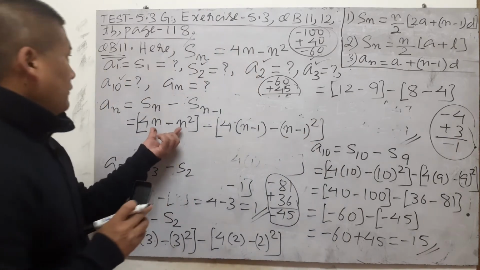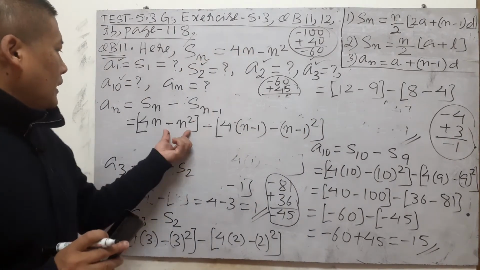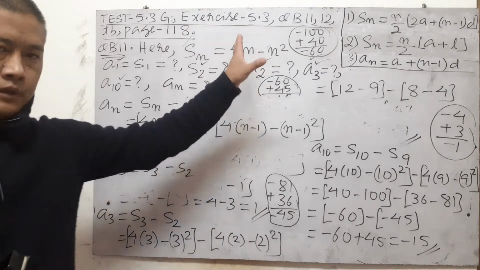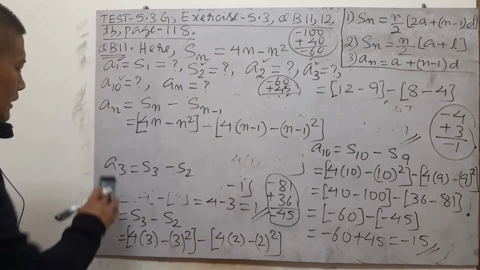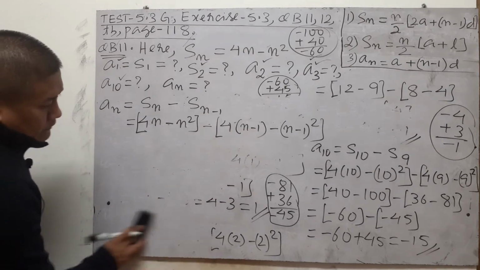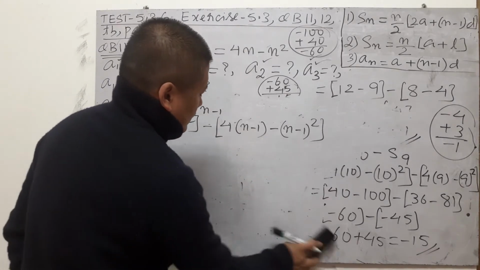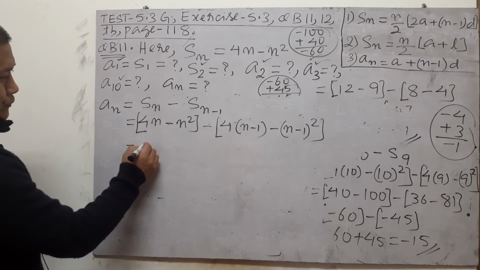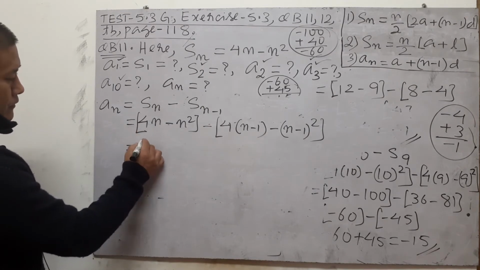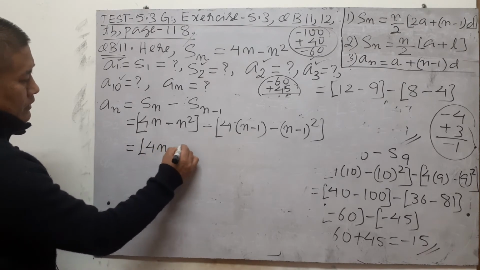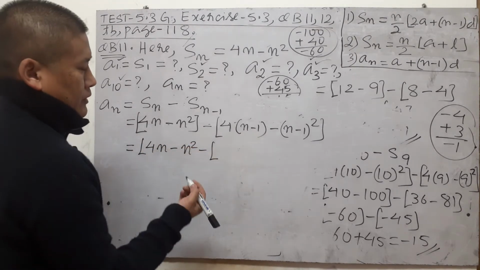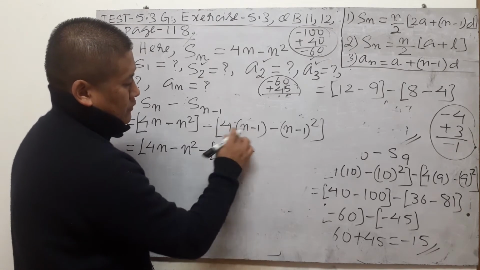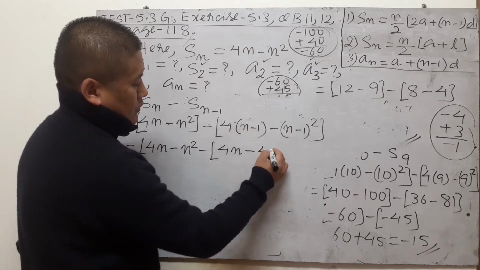So this is the value for Sn, as you can see. This is the value for Sn minus 1, following the pattern of the given Sn. Okay, you can follow that, right? Quite simple. It's a matter of solving it carefully. So that's going to give you 4n minus n square minus 4 into n minus 1, that is 4n minus 4. So up to here done.